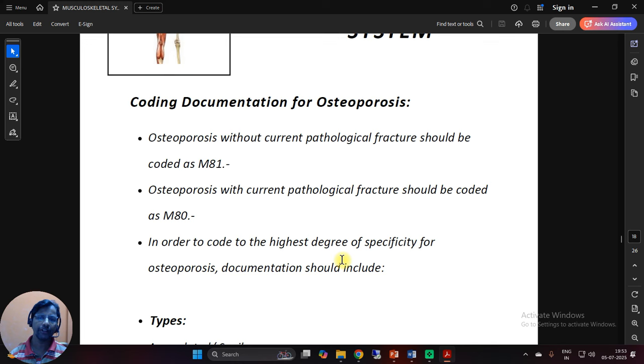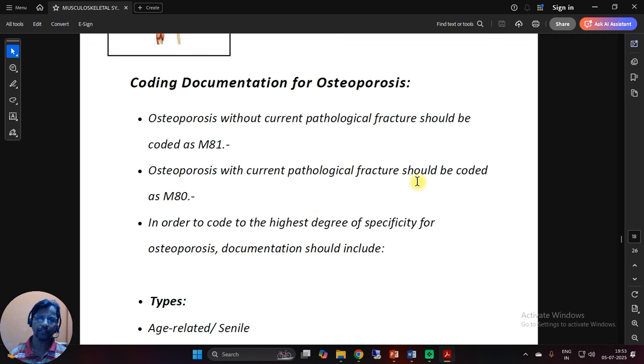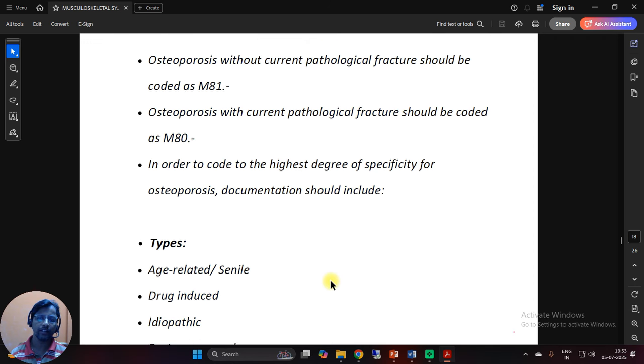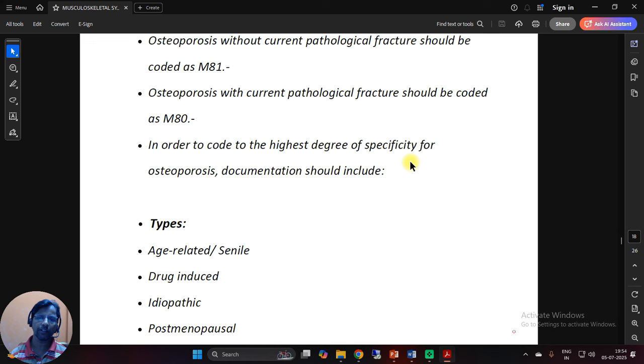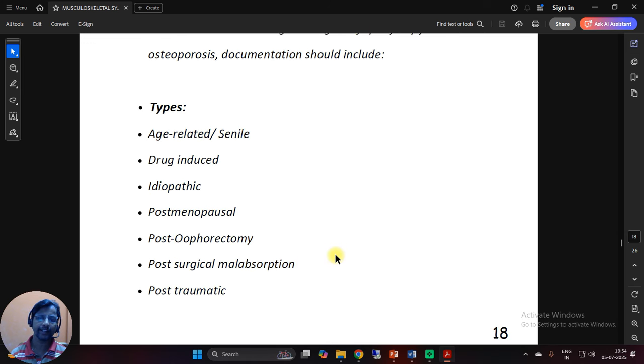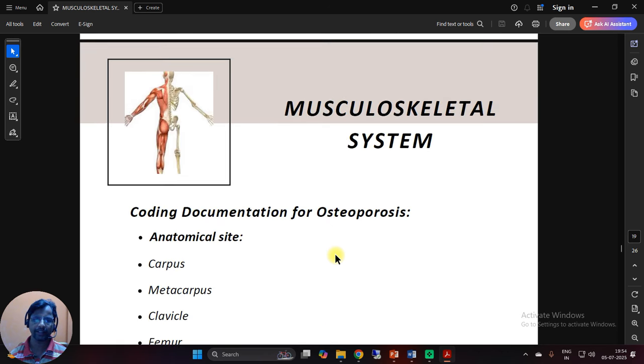So what do you need to check for coding osteoporosis? Osteoporosis without current pathological fracture should be M81 series. Osteoporosis with current pathological fracture should be M80 series. In order to code to the highest degree of specificity for osteoporosis, documentation should include age-related or senile, drug-induced, idiopathic, postmenopausal, post-oophorectomy, post-surgical malabsorption, post-traumatic. So these are the keywords we need to check in the documentation.